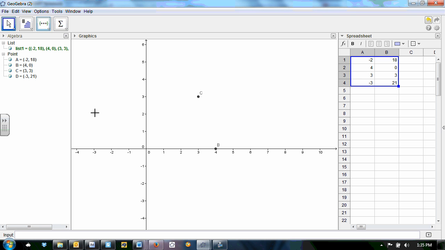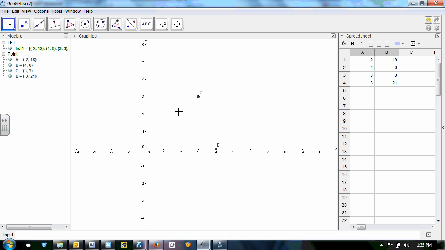I can't see a whole lot, so what I'm going to do is make sure I have my move tool selected, and I'm just going to click in my graphics window. That's this main window here. Notice my tools go back to my normal tools.